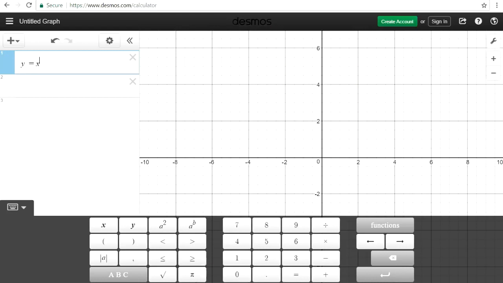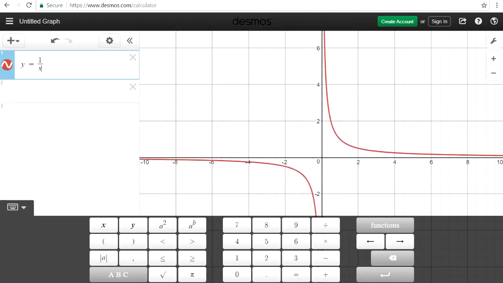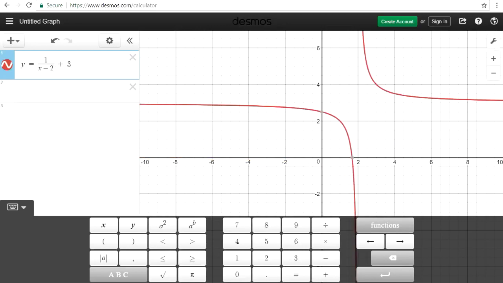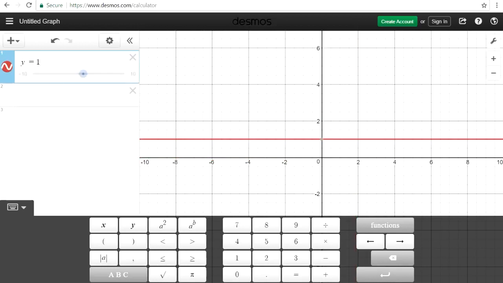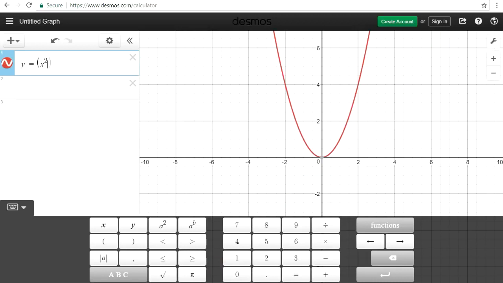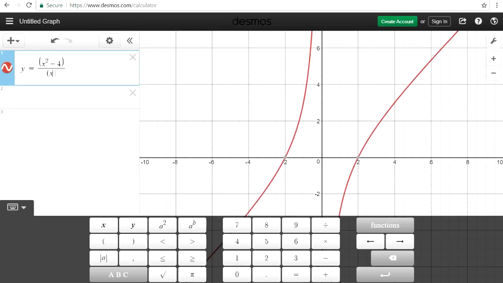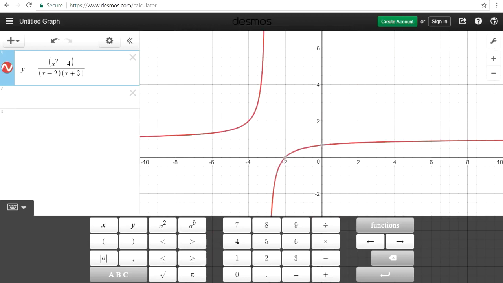Now sometimes you may need to graph rational functions, and you've got to find the horizontal and vertical asymptotes. But you can graph it here. Here we can see that the vertical asymptote is at x equals 2. If we add 3, the horizontal asymptote is plus 3. So any type of rational function that you need to graph, this is a very useful tool. Here's another one that has a vertical asymptote at x equals negative 3 and a horizontal asymptote at 1.